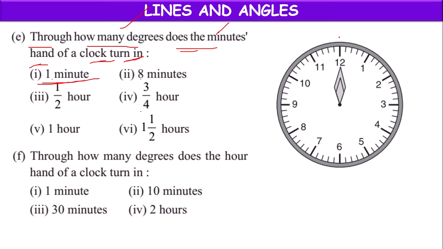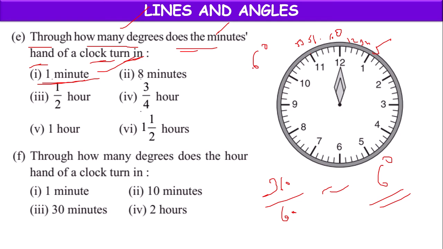In 1 minute, because this is 12, this is 0, this is 1 minute, 2 minutes, 3 minutes, 4 minutes, 5 minutes. Like that, this will be 55 minutes, 56, 57, 60 minutes. Overall, it will be divided into 60 equal parts. Each will be equal to 1 minute. So 360 degrees by 60 equal parts, each part will be equal to 6 degrees. So in 1 minute, it will turn an angle of 6 degrees.